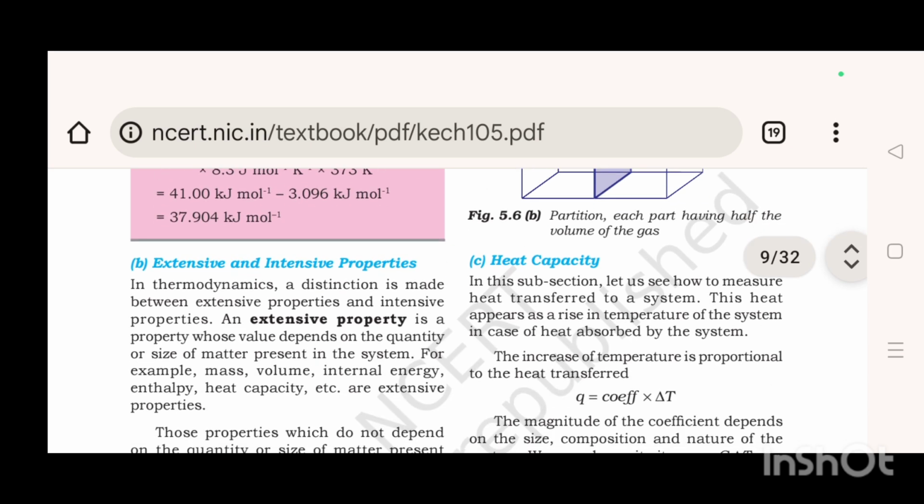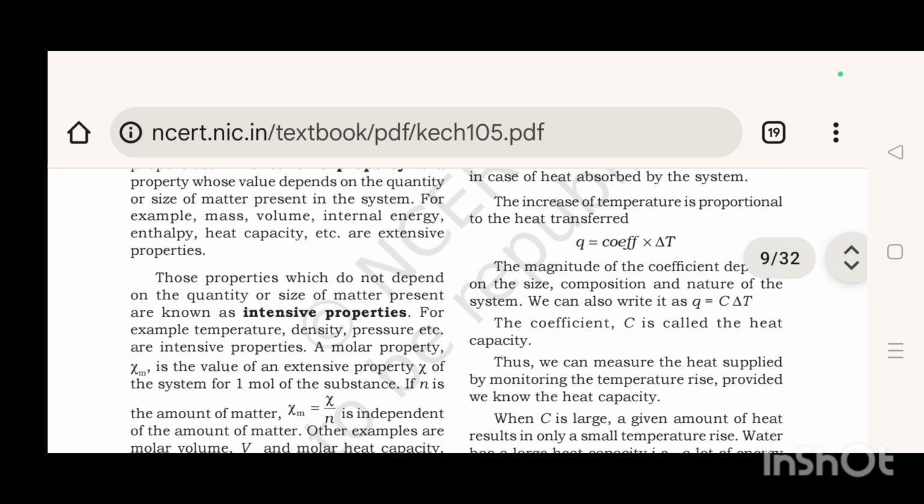Heat capacity. In this subsection, let us see how to measure heat transfer to a system. This heat appears as a rise in temperature of the system. In case of heat absorbed by the system, the increase of temperature is proportional to the heat transferred. Q equal to coefficient into delta T. The magnitude of the coefficient depends on the size, composition and nature. We can write Q as C delta T. The coefficient C is called heat capacity.